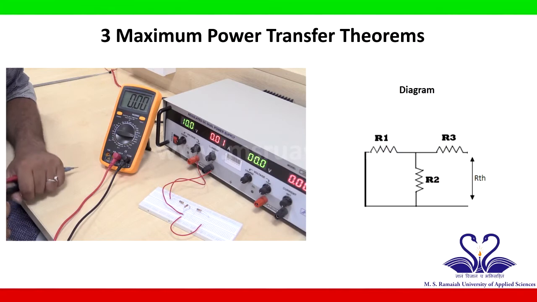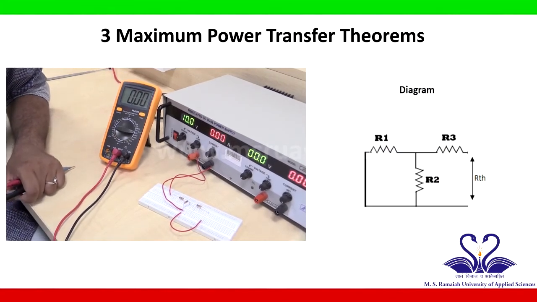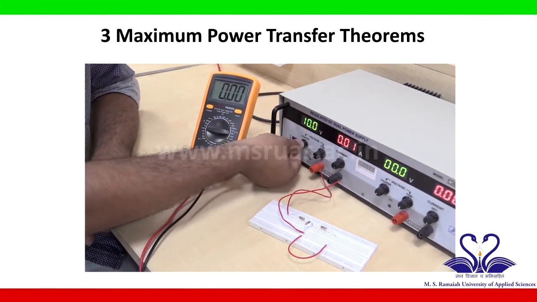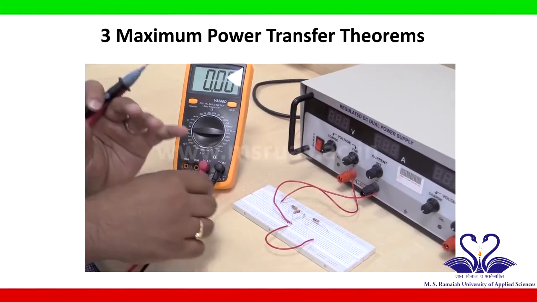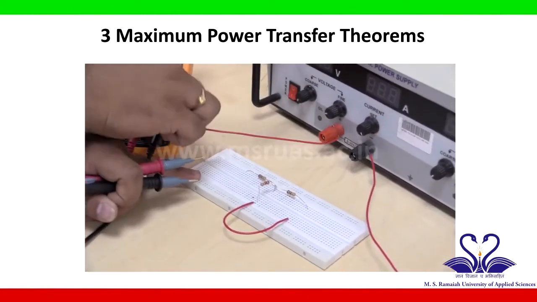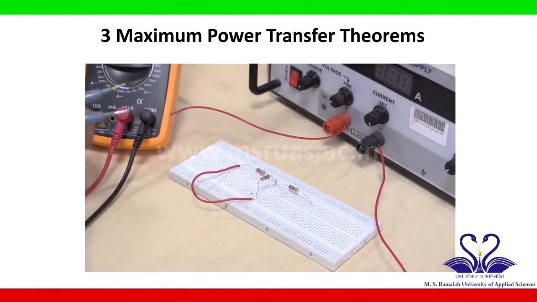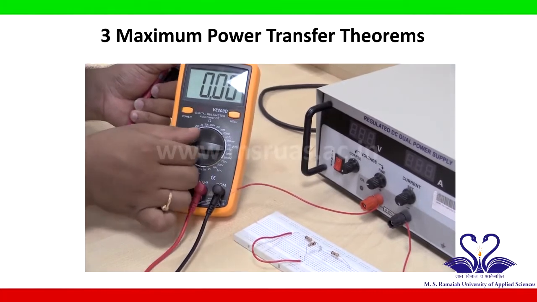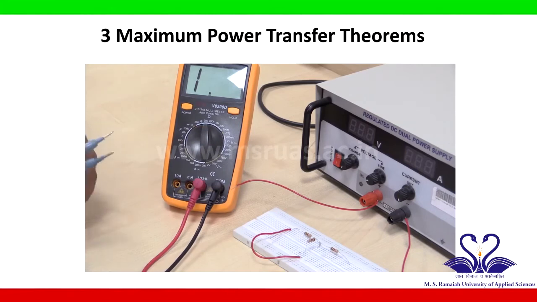Now we will measure Thevenin's resistance value. To measure Thevenin's resistance value, you need to turn off the power supply. So we will bring the DC supply to 0 and turn it off. We will short the supply terminals, and measure the value of Thevenin's resistance using the multimeter, keeping the knob position at 20 kilo ohm position.